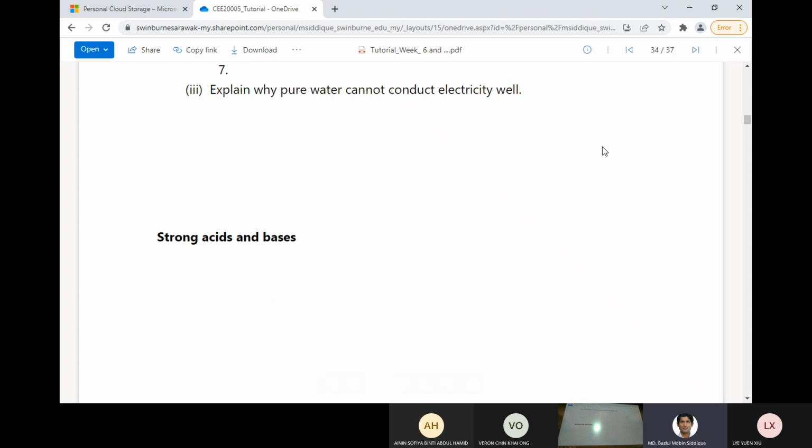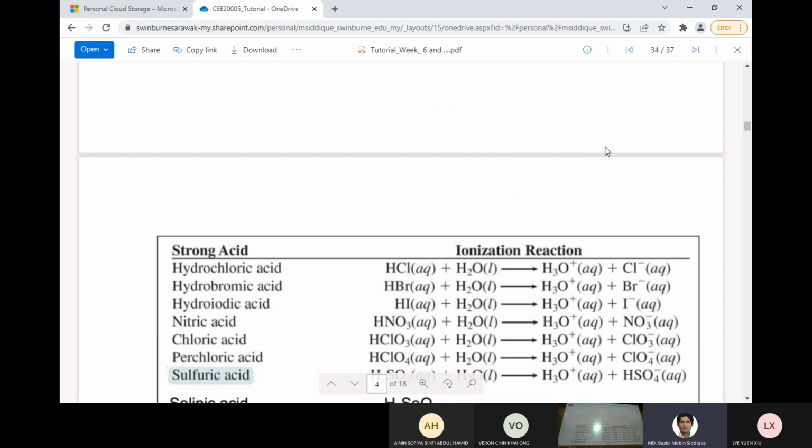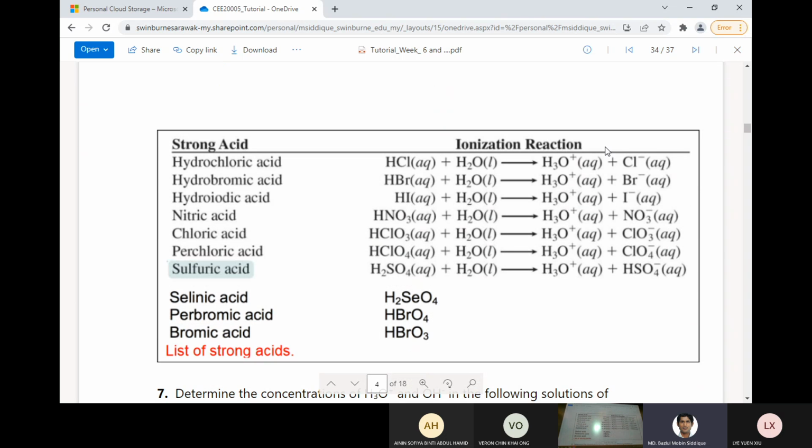Strong acids and bases. Their strength is based on their ability to dissociate or give the ions, right? Hydrochloric acid, hydrobromic acid, hydroiodic acid, nitric acid, chloric acid, perchloric acid, sulfuric acid. This is not in the actual order.